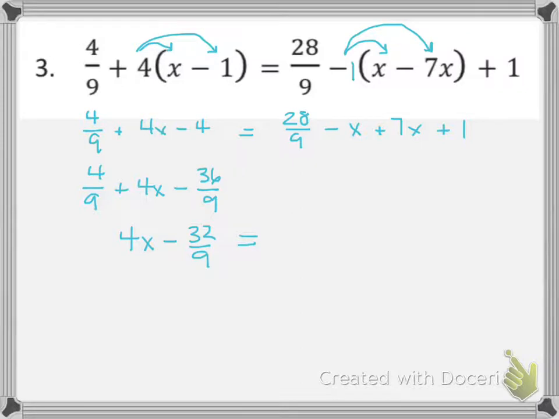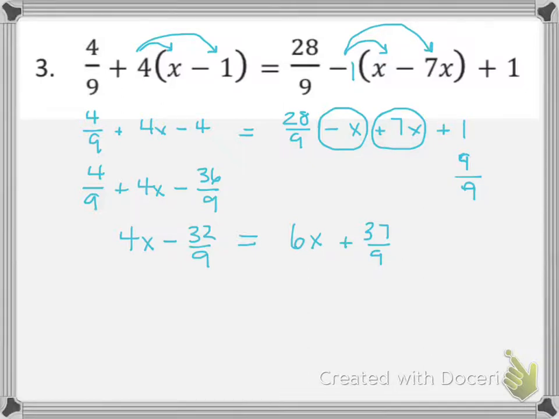On the right side, I have some variables I can combine first, a negative 1x and a positive 7x. That's going to be a positive 6x. And then I've got 28/9 and a +1. Well, the +1 can be thought of as 9/9. So 28/9 and 9 more 9s. That gives me 37/9, and it's positive. All right, that's as simplified as I can get the right side.